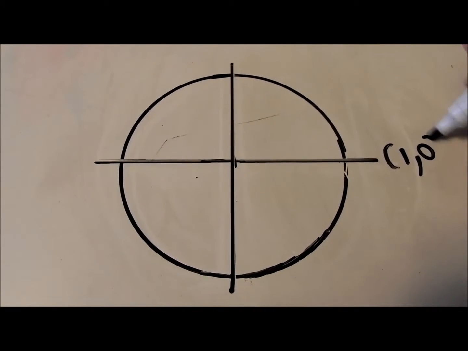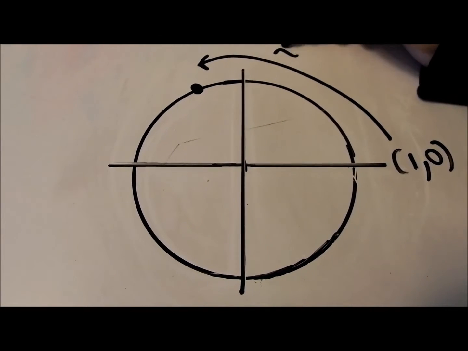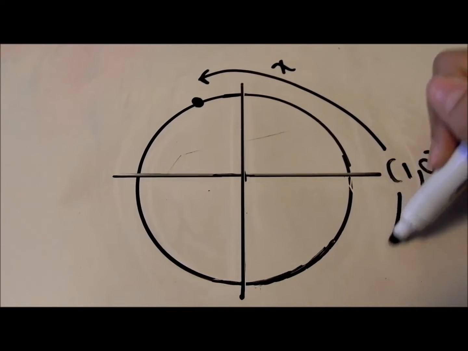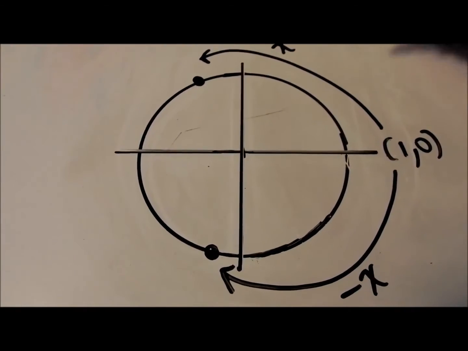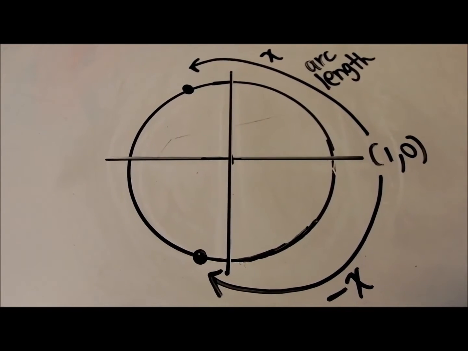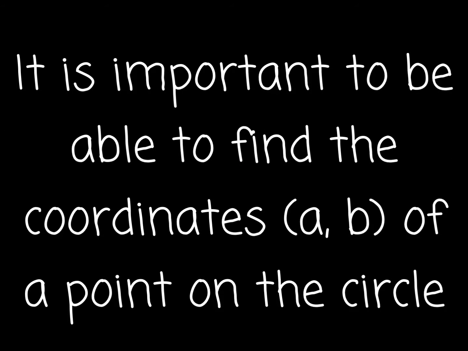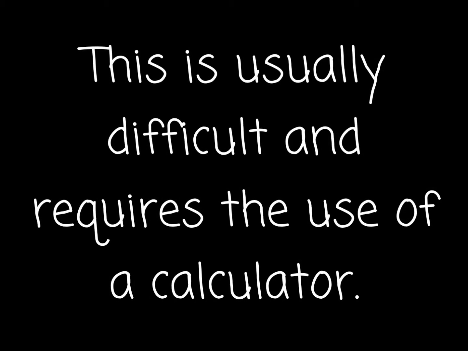Another way of pairing real numbers with points on the unit circle is to think of arc length. To find a point on the circle, we start at (1, 0) and move x units along the unit circle, counterclockwise if x is positive and clockwise if x is negative. It is important to be able to find the coordinates (a, b) of a point on the circle and the arc length x, so that we can write the function w of x equals (a, b). This is usually difficult and requires the use of a calculator.